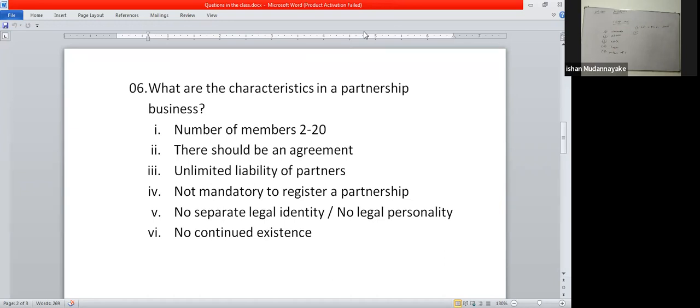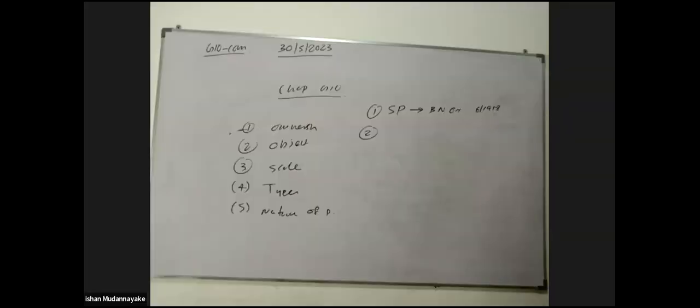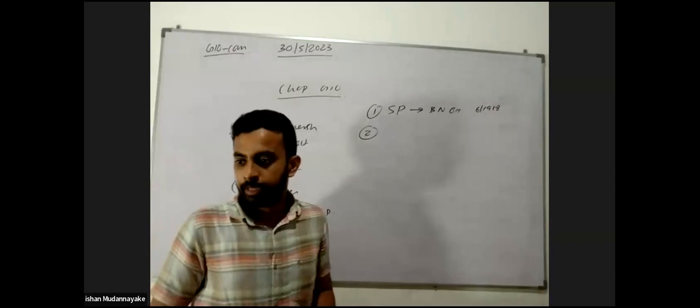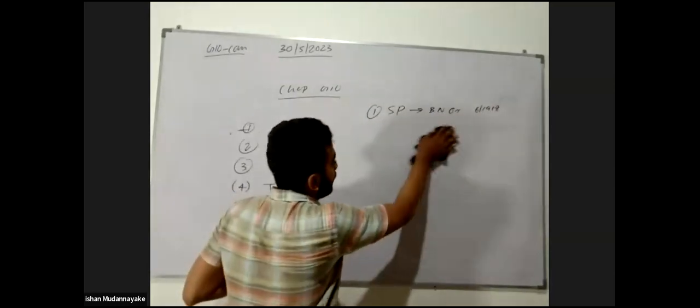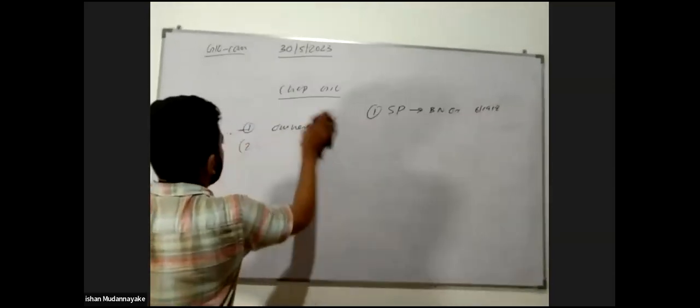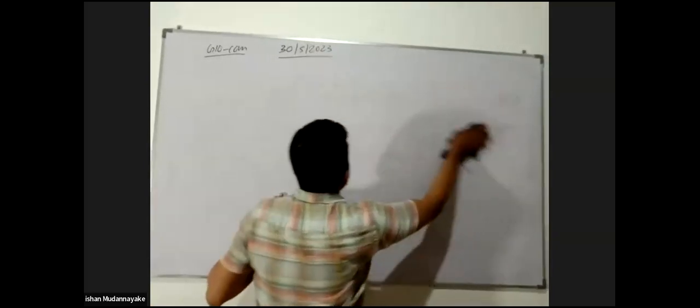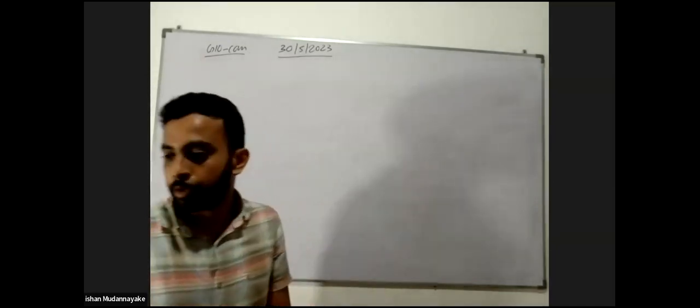Then what are the different types of agreements? Through three methods we can start the partnership business organization. What are the different types of agreements that we can use to start a partnership business organization? We can create a partnership agreement in three methods. What are they?